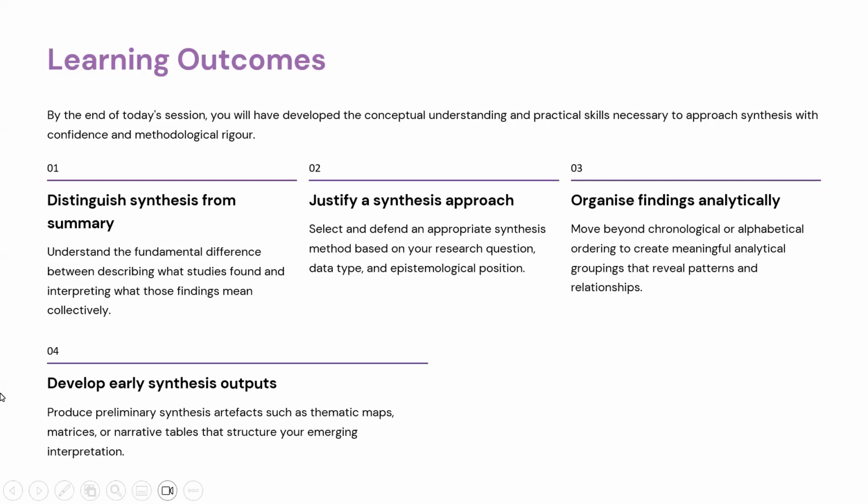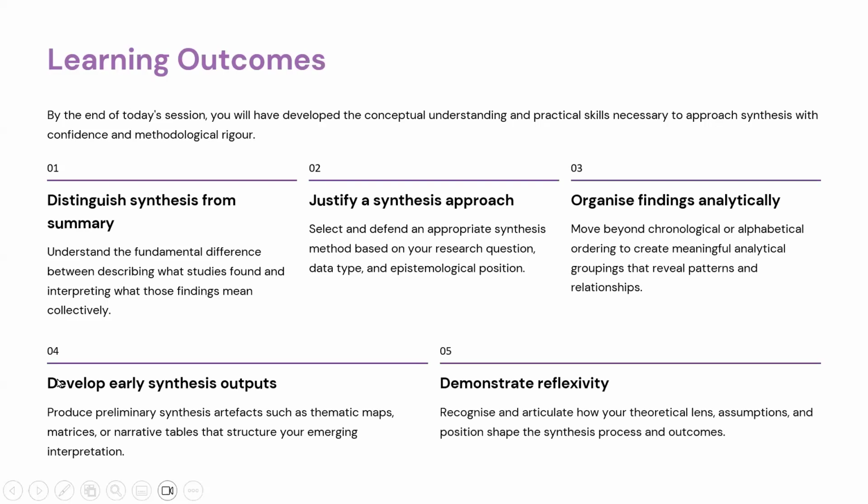We will then look to develop early synthesis outputs and produce preliminary synthesis artifacts such as thematic maps, matrices, or narrative tables that can be used to structure your emerging interpretation. Moving on from that, our final objective or outcome is going to be demonstrating reflexivity. And this is basically the stage whereby you recognize and articulate how, through your own theoretical lens, what your assumptions are, what your positions are, and how they shape the synthesis process and outcomes.